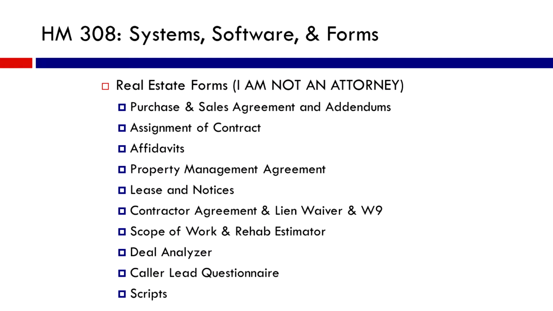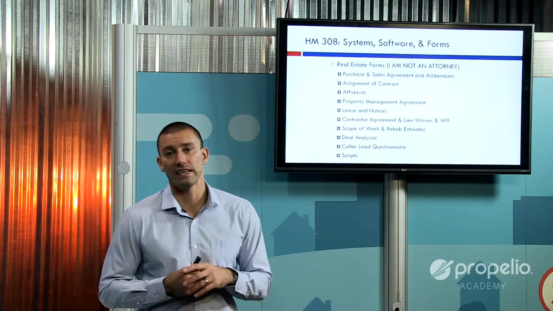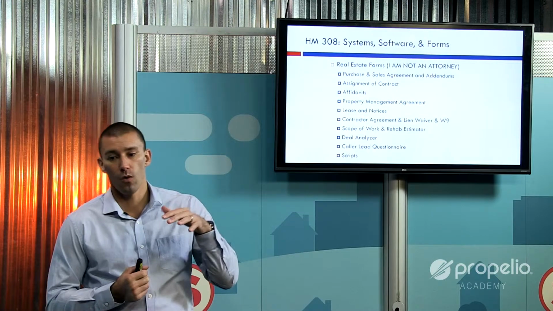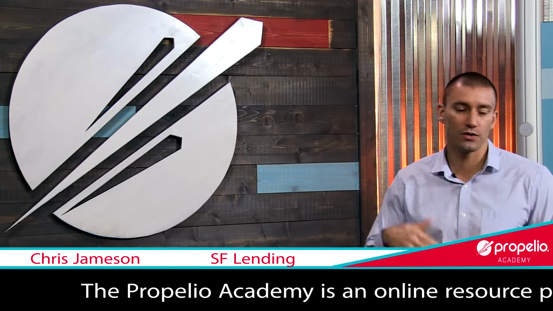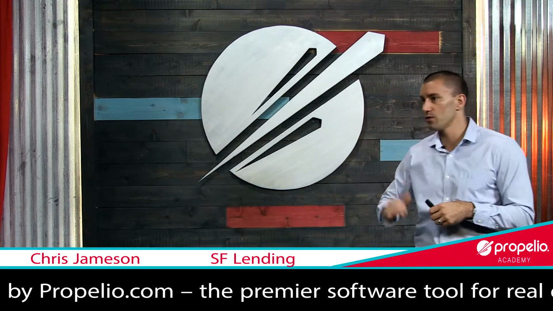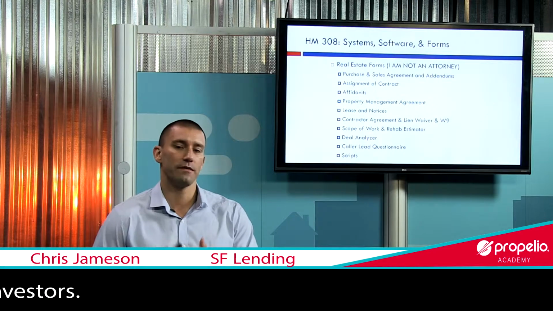You've got a scope of work and rehab estimator. Make sure you have something like that in your tool belt. A deal analyzer, like I said before, you can go to sflending.com and get access to a deal analyzer. Caller lead questionnaire. If you're trying to develop a scalable model where you have calls coming in, you want a specific sheet, a call questionnaire. I used to use one when I was first starting out: address, name, a whole list of questions that anyone can use to pre-screen your calls to determine if they're worth following up on or scheduling an appointment for.